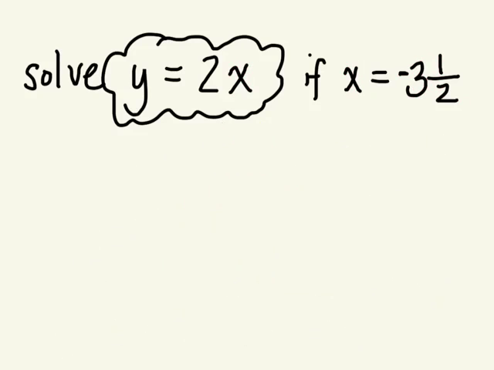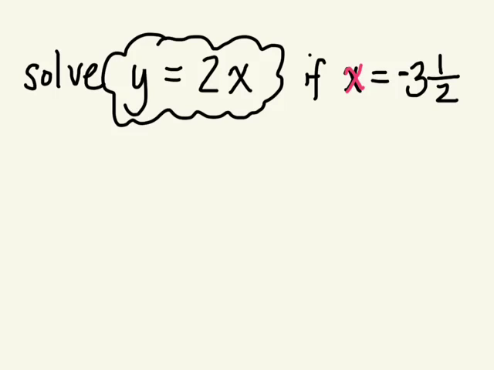Next example, we're given the equation y equals 2x, and we need to solve for y. And the first one is if x is equal to negative 3.5, right? For the first one, we're dealing with fractions. So what do we do with that information first and foremost? If we're given x, what do we have to do here?